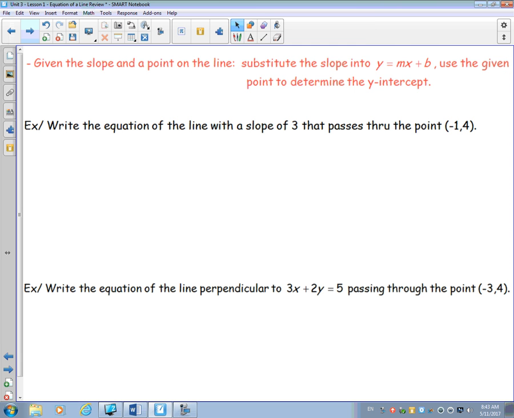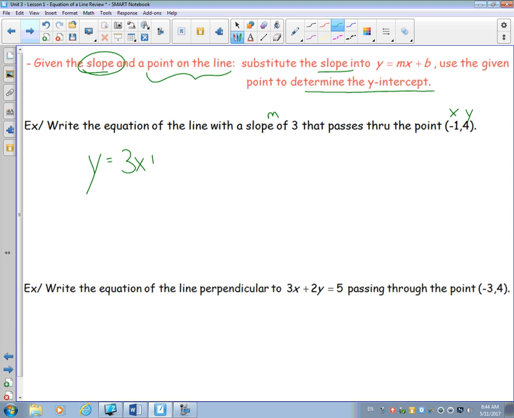Well, if we're given a slope, an m, I can always fill that in. If I'm given a point, that means I can solve for b. So we're going to substitute our slope, and then we're going to calculate the y-intercept. Let's look at the example. Write the equation of a line with a slope of 3. Oh, there's m right there. That passes through a point. A point is made up of an x and a y. So I can fill in what I know right off the bat.